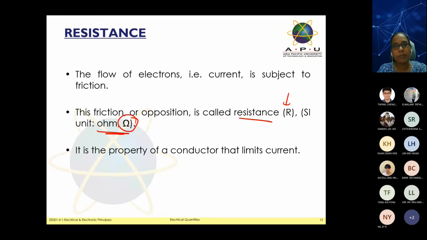The third point here is based on the properties of a conductor, that limits current. It's based on the conductor. When I say conductor, it can be a wire. It can also be based on your component, conductor components.